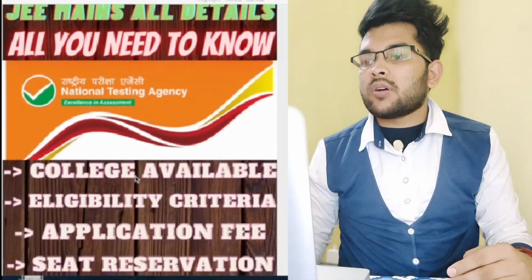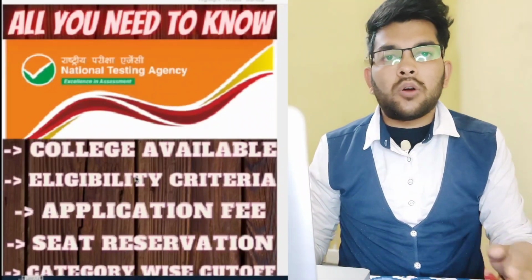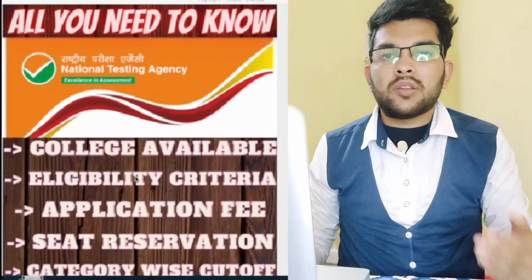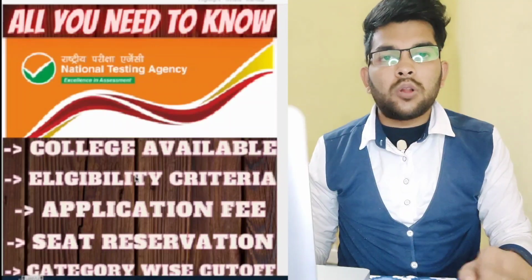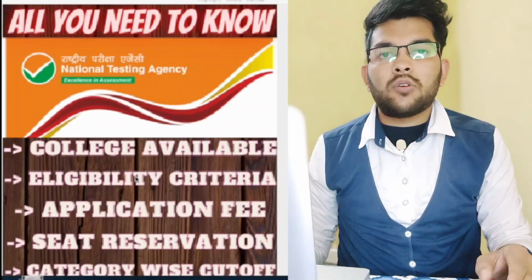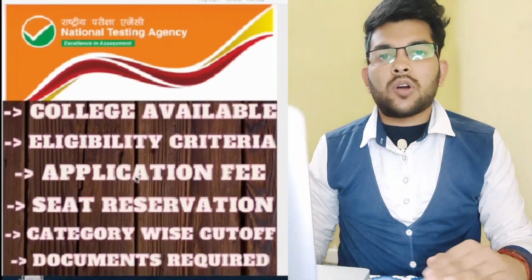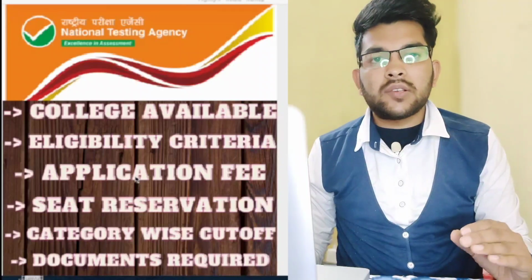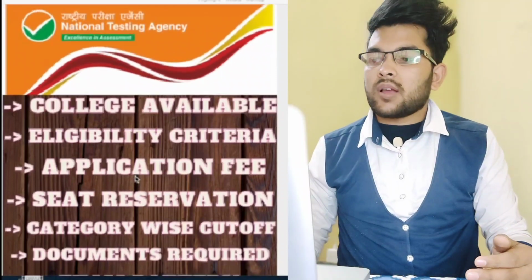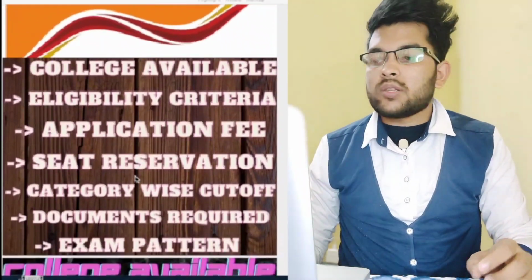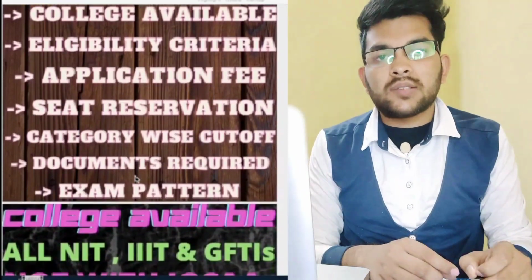So here I will provide you the complete detail about JEE Mains. Basically I will talk about the colleges available. As you all know, you will get all NIT, IIIT, GFTI, but there are some other colleges also that you can get based on your JEE Mains rank. And what is the eligibility criteria? I will discuss all those things. I will also talk about the state code of eligibility, the application fee for JEE Mains, seat reservation for different categories, and category-wise cutoff as well. That is, what you can expect the cutoff to be for JEE Advanced this year, and the documents required, which is the most important thing, and the exam pattern, because there are some changes in the exam pattern this year. I will try to discuss that also in this video.